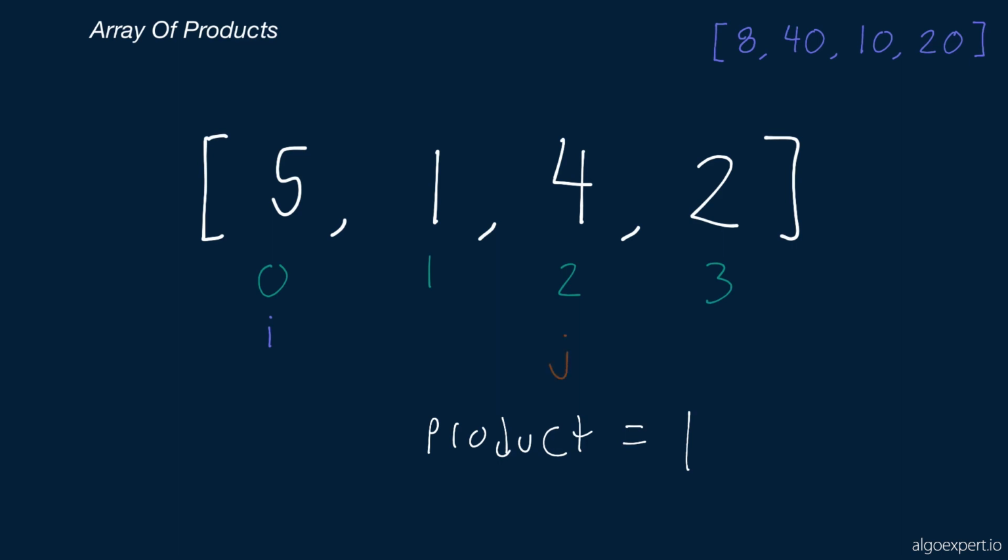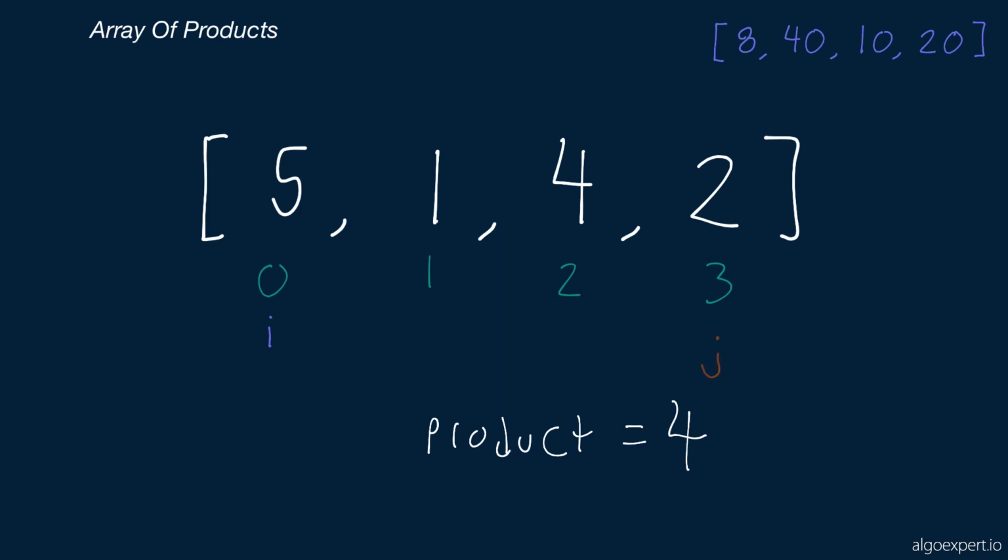Now we're going to move j over. j comes over here to index 2. We check, is i equal to j? No, it is not. And so what we do is we multiply our product by the value that's at index j. In this case, that value is 4. That means our product is going to change here to be 4. Now we are done with that step.